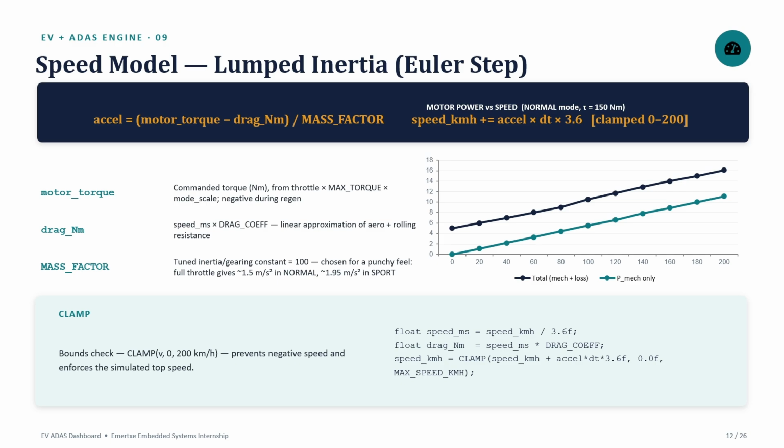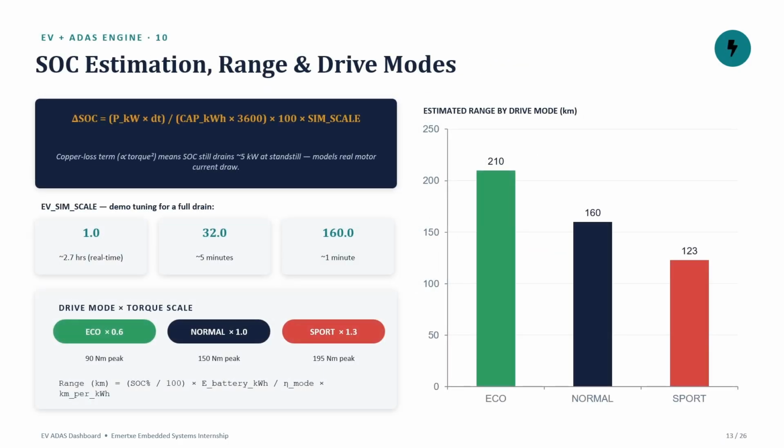Okay, so as we get the speed, in the next part we have to get the SOC, or state of charge, because the speed directly affects the charge, because an EV runs on a battery.